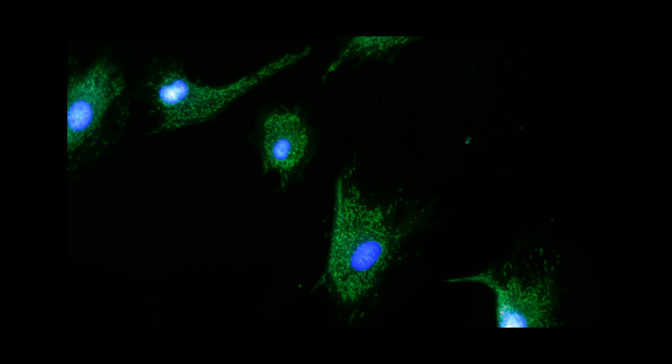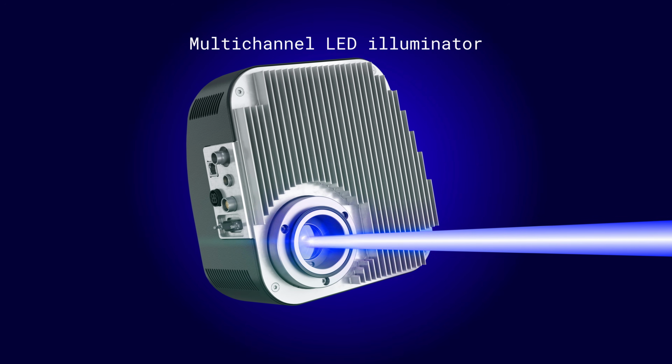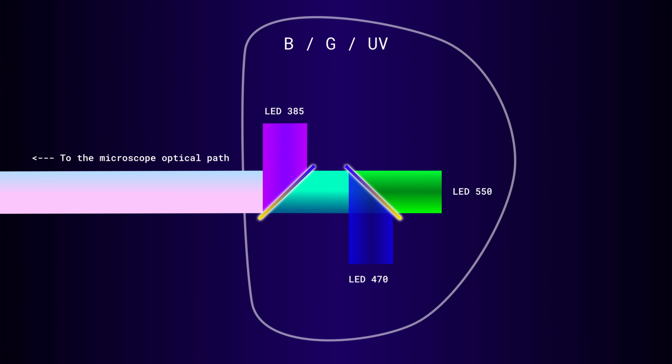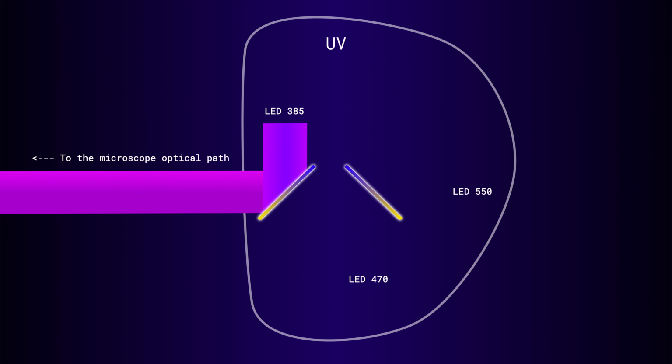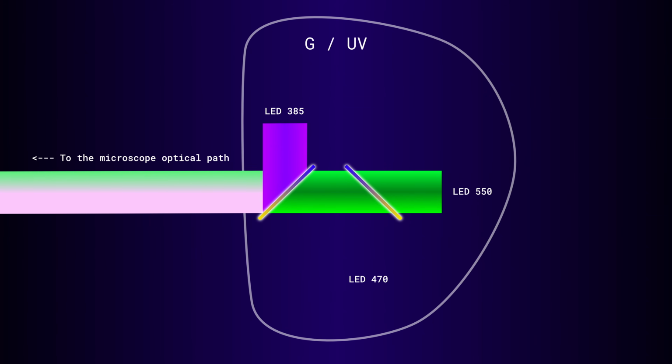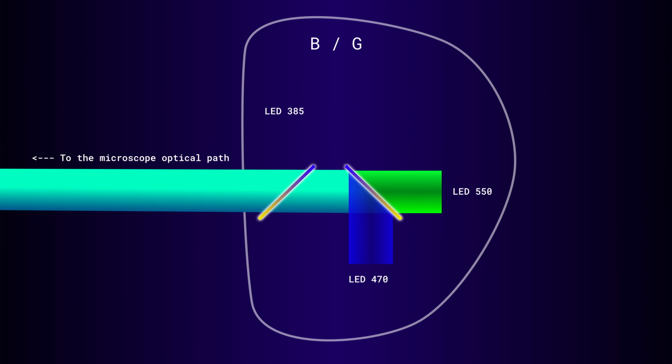Advanced multi-channel LED systems combine several LEDs and dichroic mirrors into one optical path. You can switch channels electronically without changing filters, making acquisition fast and flexible. Let me walk you through an example of how to choose the right filters for your experiment.